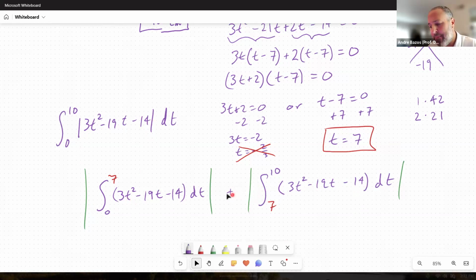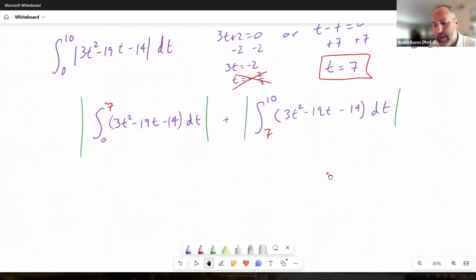This is how we deal with it mathematically. If we get a negative result from this integral, we will make it positive with the absolute value. If we get a negative result from this integral, we will make it positive here, and we will add those two things together because distance is positive. All right, so that's how I do it. Let's go ahead and do this here.